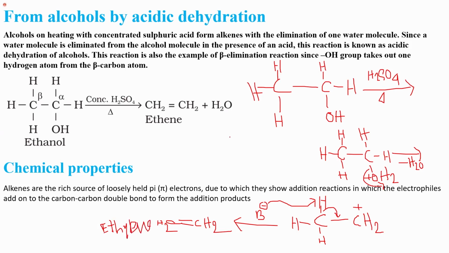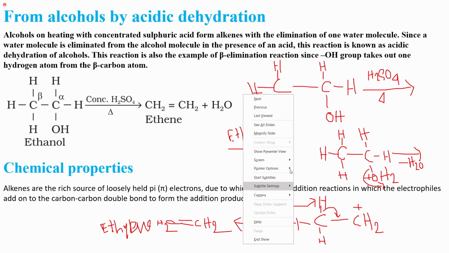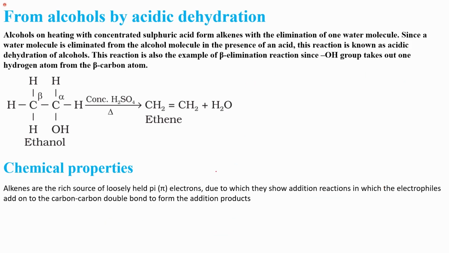We are starting from the ethanol molecule, ethanol to ethylene. Now the question is the chemical properties. As we know, the alkenes are a rich source of loosely held pi electrons, due to which they show addition reactions in which the electrophile can add onto the carbon-carbon double bond.